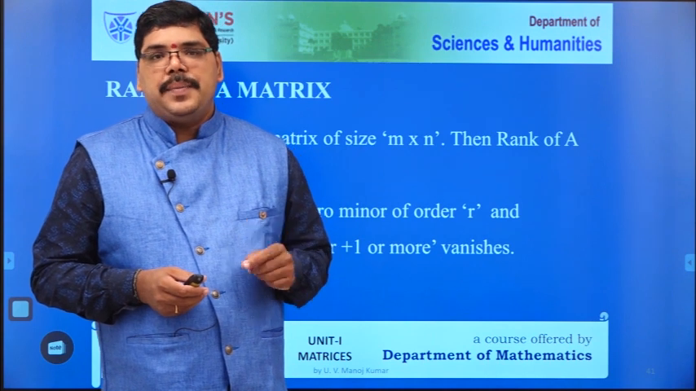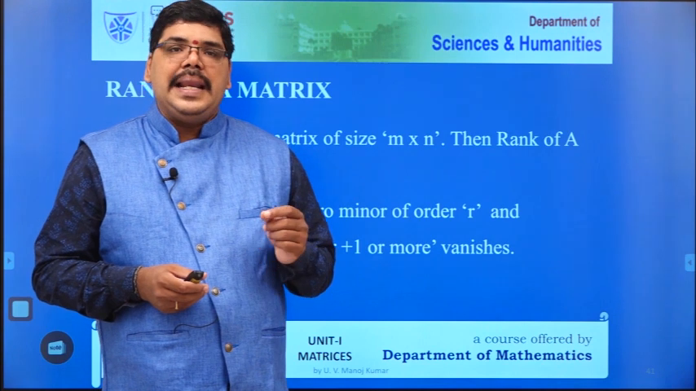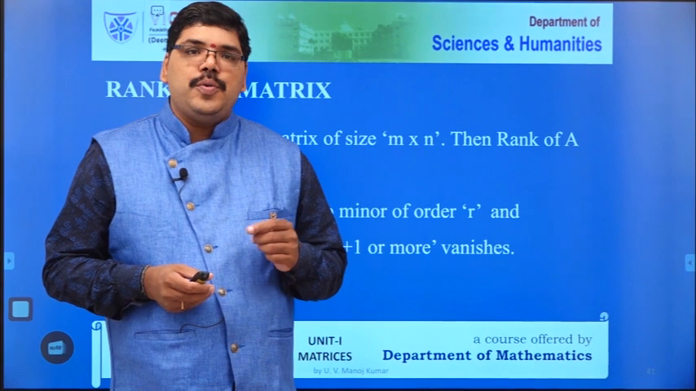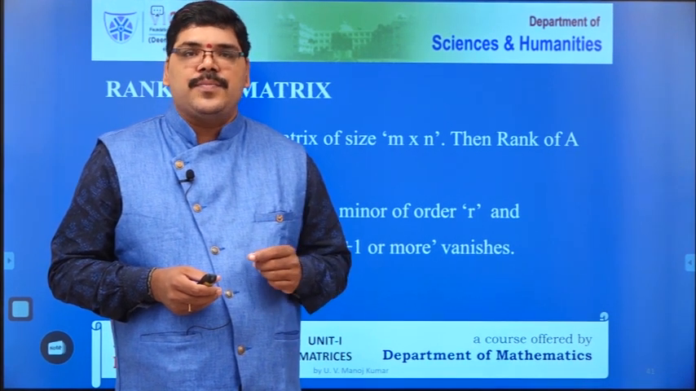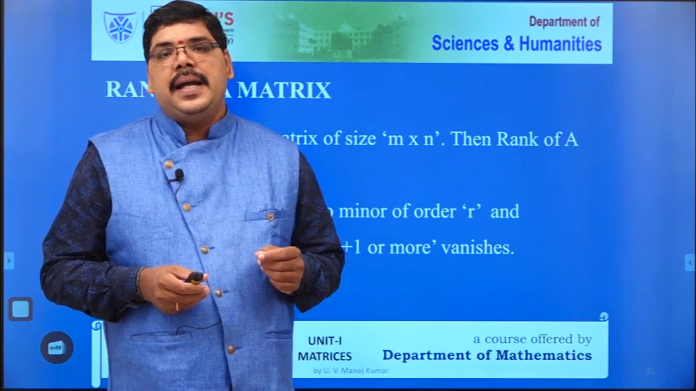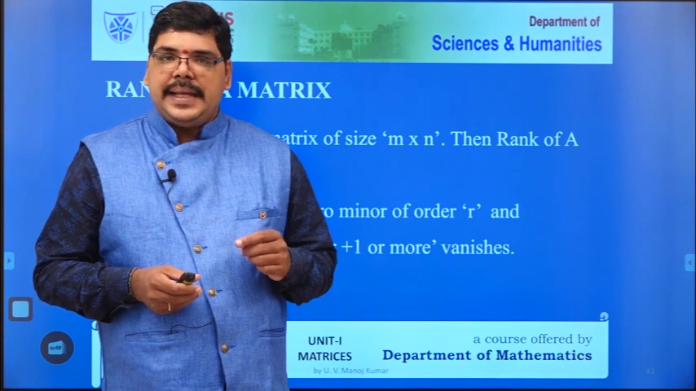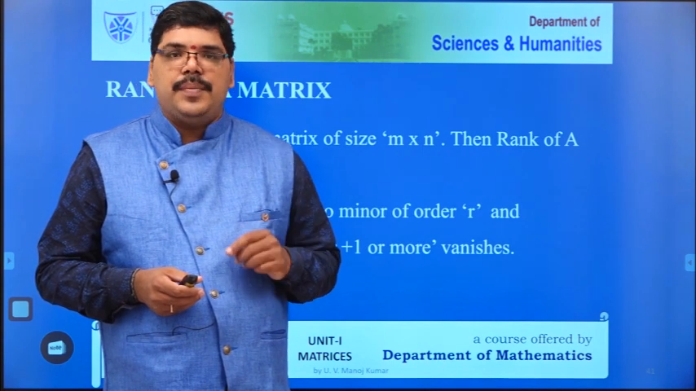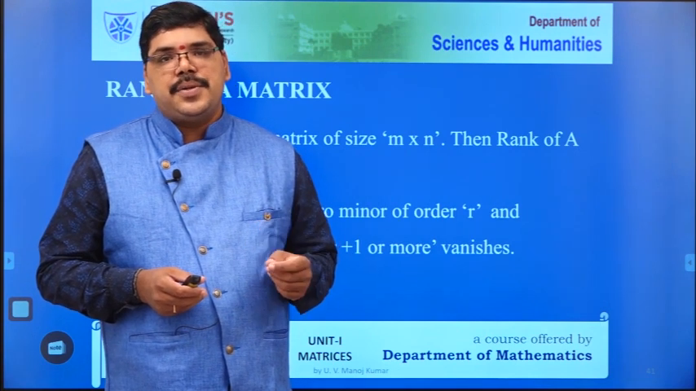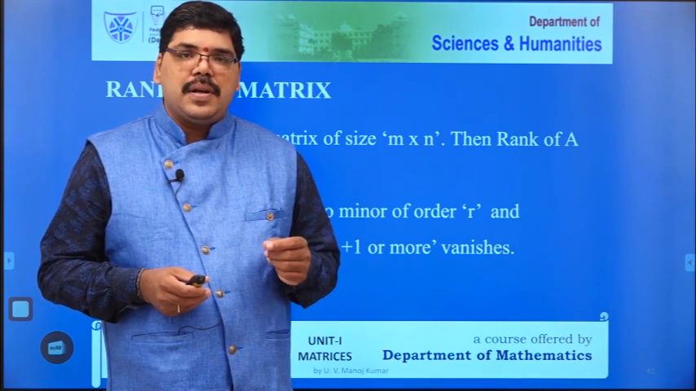In the previous class, we have seen a problem in which we calculated the rank of a matrix using the definition. There are other two methods to find the rank of a matrix. What are the other two methods? Finding the rank of a matrix by reducing it into echelon form, and finding the rank of a matrix by reducing it into normal form. So, in this class, we will see the procedure of reducing a matrix into echelon form and also the procedure of reducing a matrix into normal form.